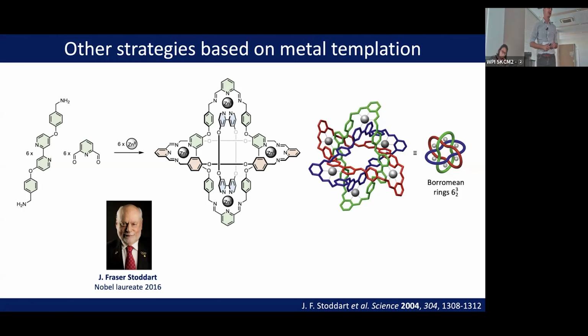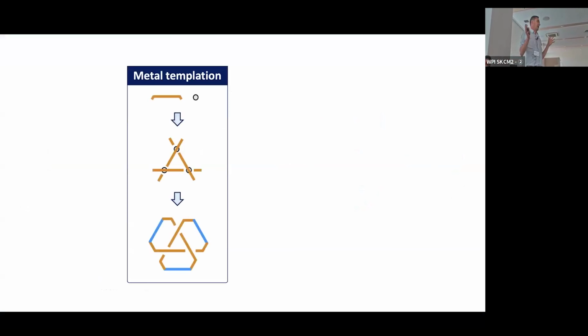It's really an iconic example, but is kind of an isolated case. There has never been any strategy behind it that proved generalizable like the other examples that I showed you before. All right, so basically to summarize this, the big trend as of now is to use metals as template. You take molecular threads, add the metal, it pre-organizes your threads, and then you form your knot. And this is the most common strategy to make molecular knots.